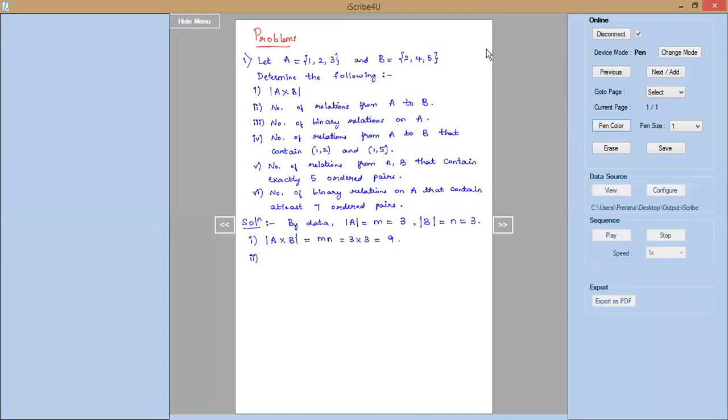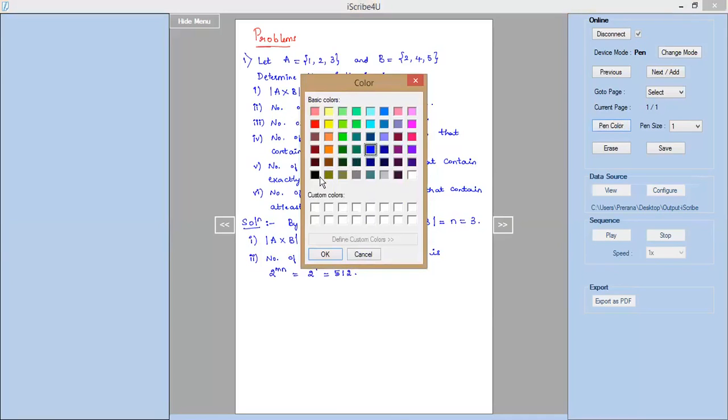Second one, the number of relations from A to B is given by 2 power m into n, which is 2 power 9, which is equal to 512. This is the number of relations from A to B.